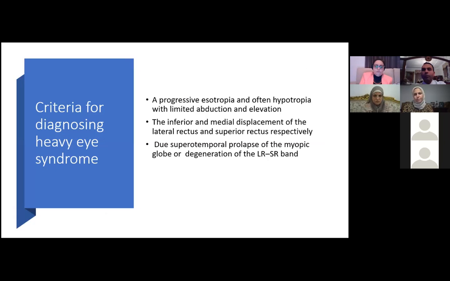I started to revise the criteria for diagnosing heavy eye syndrome, which is progressive esotropia and hypotropia with limited abduction and elevation. As we all know, there is inferior displacement of the lateral rectus with medial displacement of the superior rectus, either due to degeneration of the lateral rectus superior rectus band or supratemporal prolapse of the staphyloma. And these were the criteria.